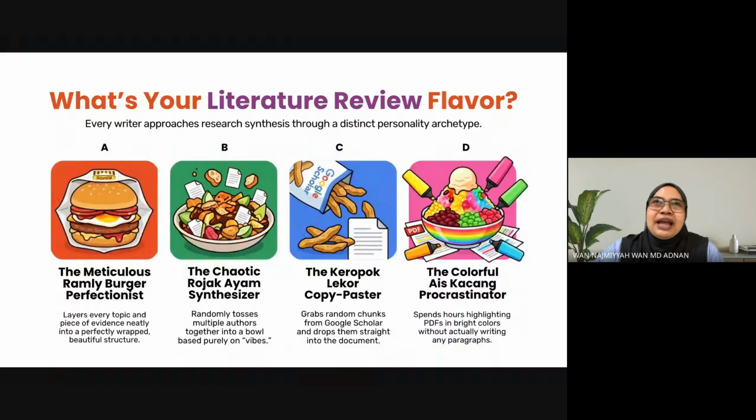Or are you the type D, the ice kacang procrastinator? It means that you spend hours highlighting your PDFs, downloading articles, highlighting in bright colors, saying this is the idea that you want. I wanted to write my point, but I don't know where to put them. So I ended up not writing the paragraph, but reading everything that I have. Okay, can you write down which one you are, A, B, C, or D, in the chat box?